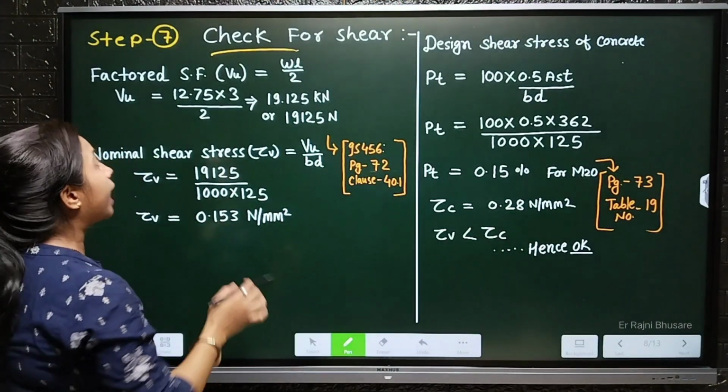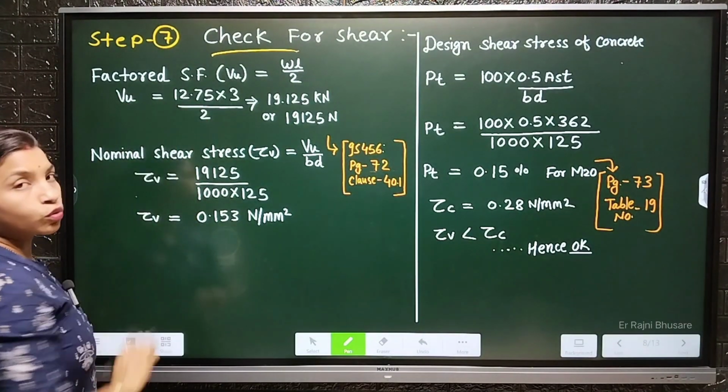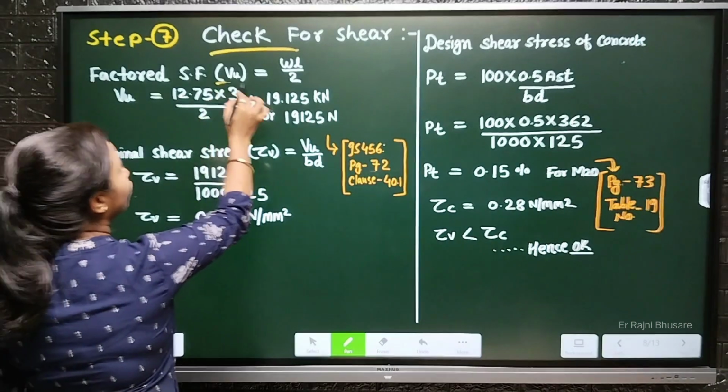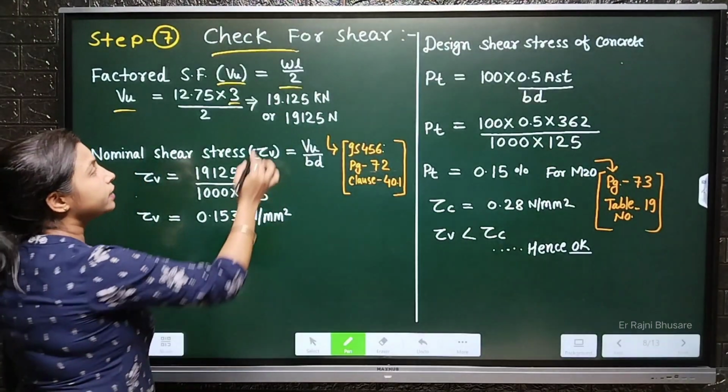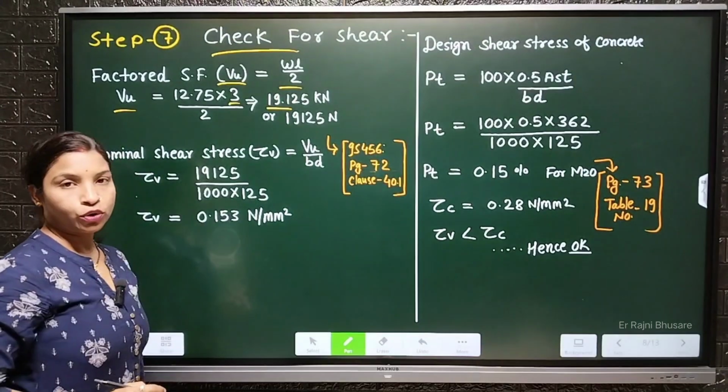So friends, our next step is to determine the check for shear. Firstly we have to calculate the factored shear force. It is denoted by Vu. Their formula is wl by 2. You can see here the value, it is 19.125 kilonewton.